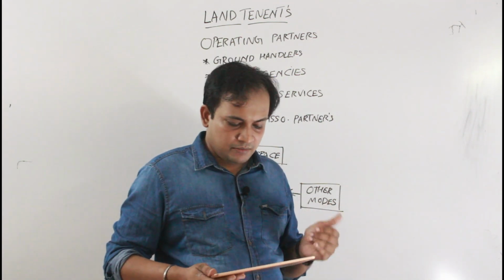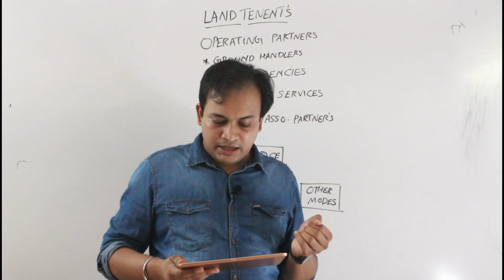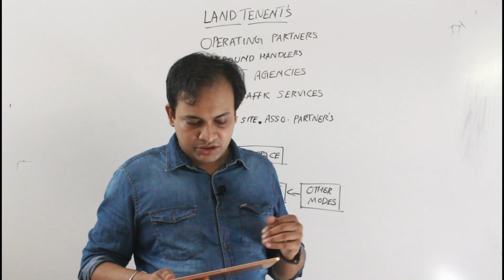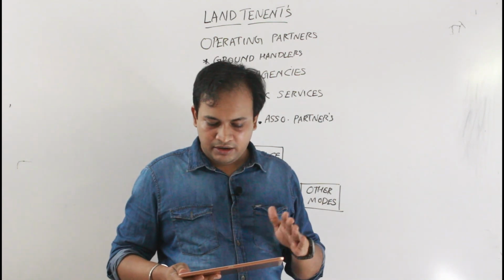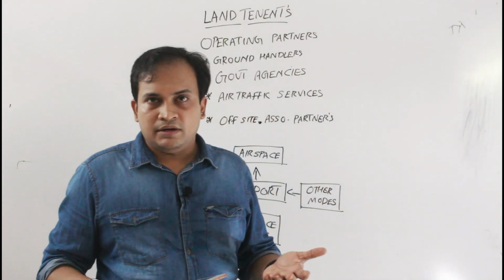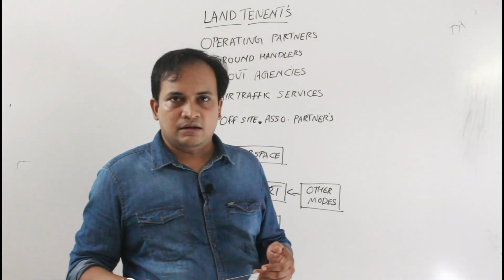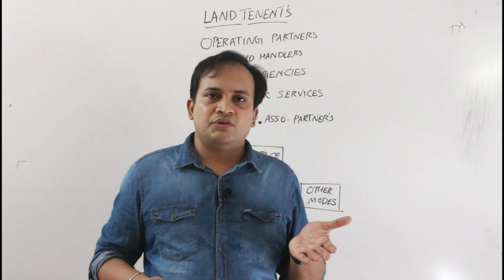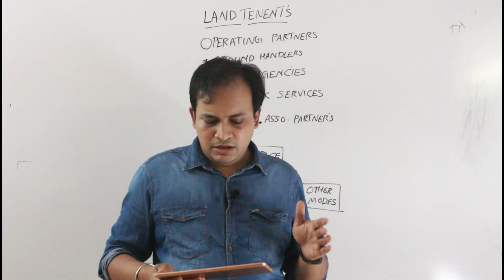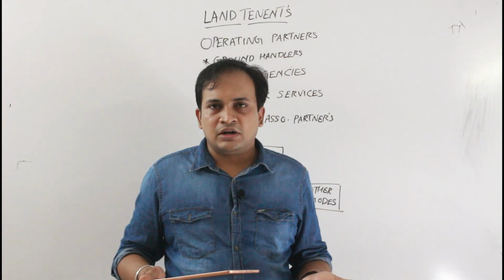Then C, government. Airports operate under a number of laws and regulations, both aeronautical and non-aeronautical. Aeronautical we know, right? ICAO, then IATA and DGCA, the Director General of Civil Aviation. These people do all those things. What are non-aeronautical rules and regulations?